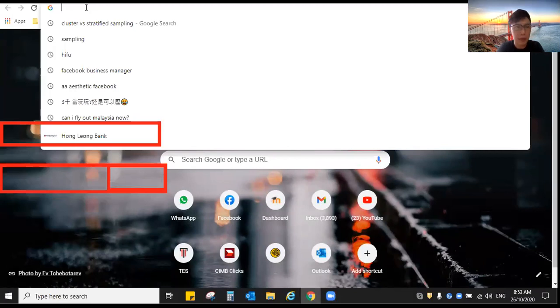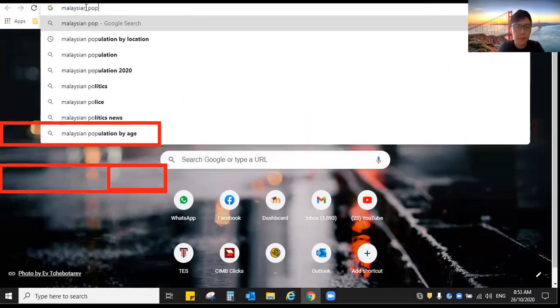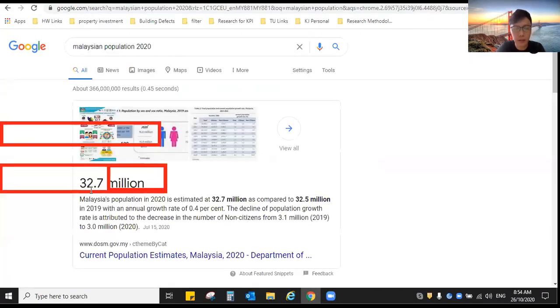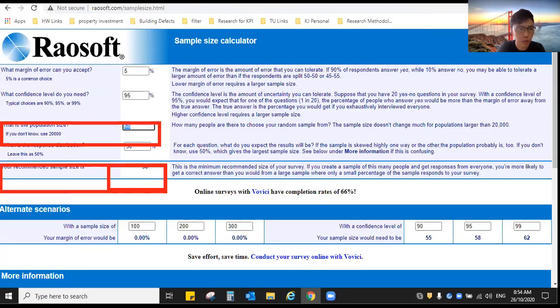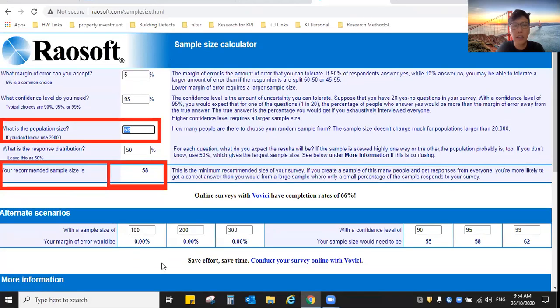It's 20-something millions. Okay, it's 32 already, right? 32 millions. So we have 32 million respondents to date. Now we want to do a survey, voting, for example, vote for a new government. Or you want to survey about housing.